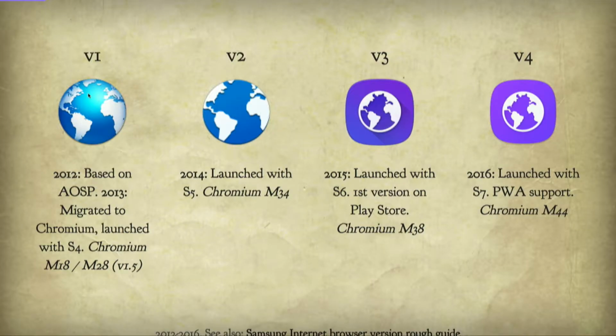And then at that point in time, when I'd had the message, it was 2016, and they had recently launched on the S7 with version 4. And this was the first version to have support for progressive web apps with service worker and push notification support.